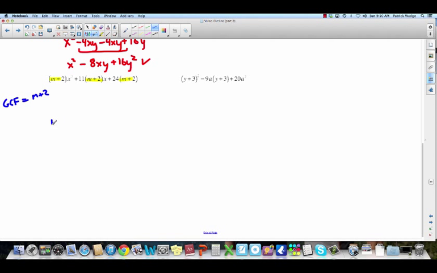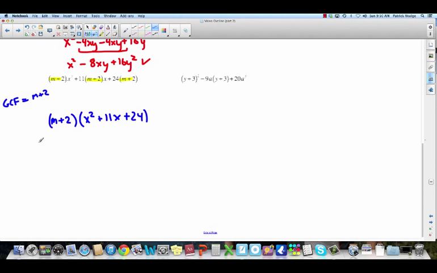So what you're going to do is take that m plus 2 out front, keep it in brackets, and what's left is m plus 2 times what equals m plus 2 times x squared? x squared. m plus 2 times what equals 11 times m plus 2 times x? 11x. And m plus 2 times what equals 24 times m plus 2? 24. Oh, it worked out again. We have a simple trinomial in here.